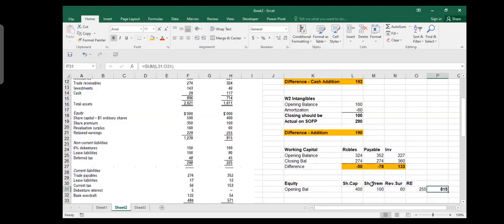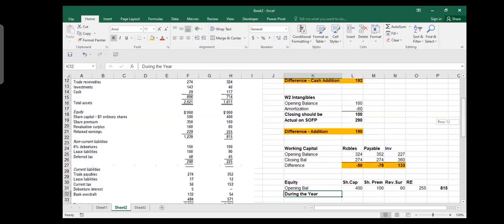But then they told you that during the year a few things happened. You always say opening balance, and then you say what happened during the year. Maybe you issued some new shares, you write it down here. Maybe there is some share premium, you write it there. Maybe some dividends were given, you subtract them there. Revaluation reserves, you add there.